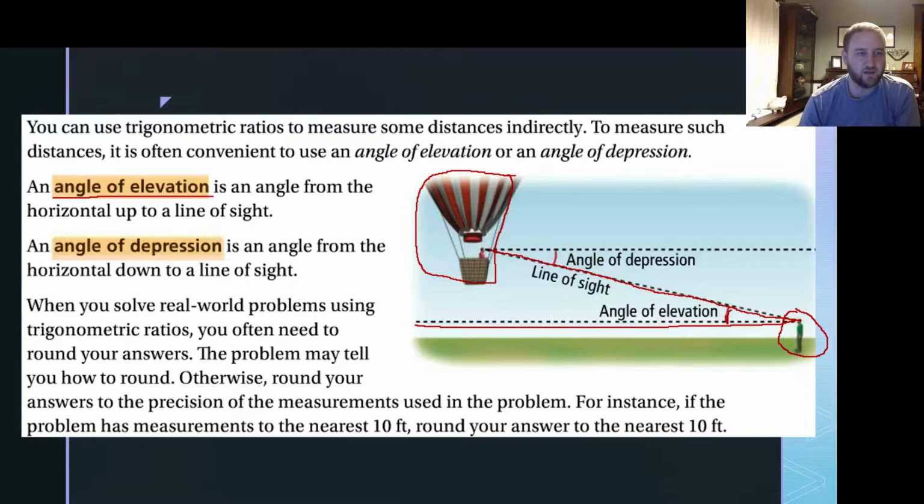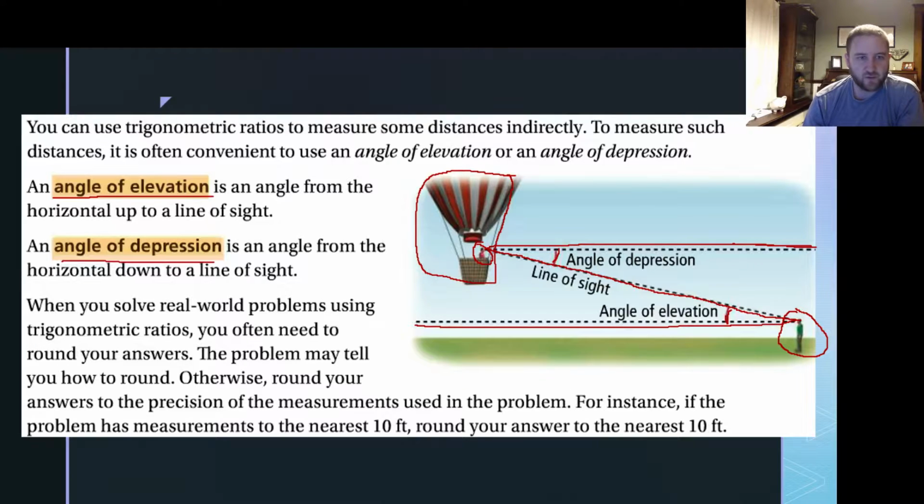An angle of depression is an angle from the horizontal down to a line of sight, right? So here, this person up here, his line of sight is horizontal. If he has to look down, it's an angle of depression, okay?